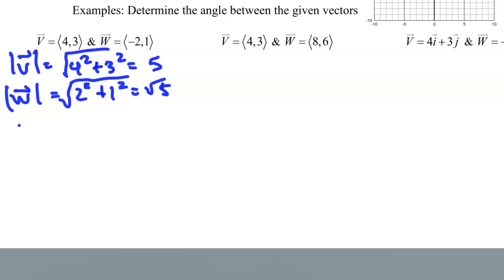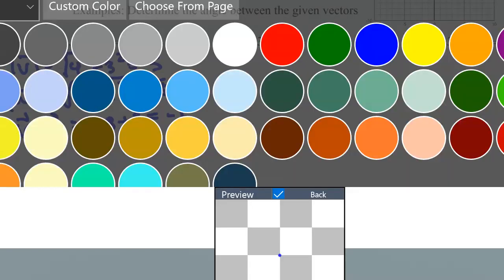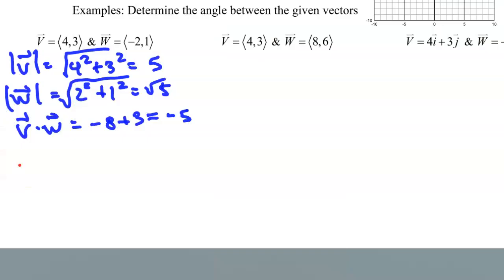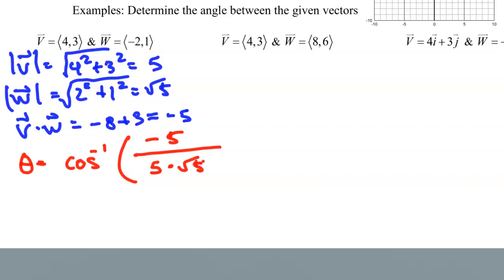My dot product, v dot w, which is the one I did before. So in our case, it would be 4 times negative 2, which is negative 8, plus 3 times 1, which is 3, and my dot product is negative 5. So now I want to be able to do theta equals cosine inverse of the dot product, negative 5, over the magnitudes, 5 times the square root of 5.